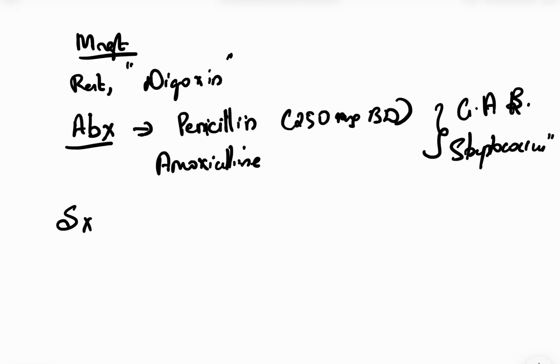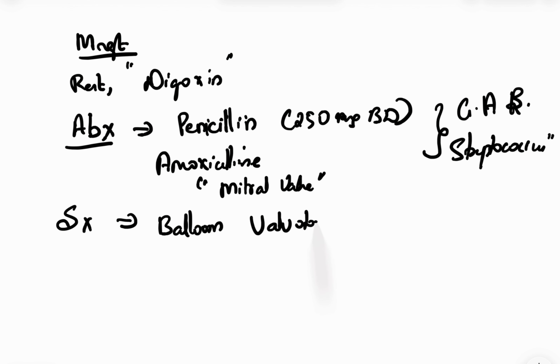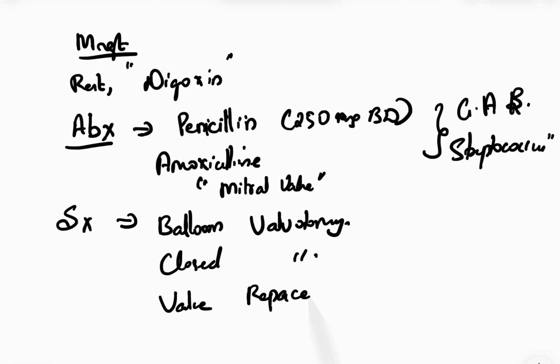Otherwise, we can go with the surgical management. I already said rheumatic heart disease always affects the valves of the heart, the mitral valve. So surgical management can be balloon valvotomy, closed valvotomy, or valve replacement. Okay, so these are the surgical management options provided for a patient with rheumatic heart disease. Remember a few points: rheumatic fever is the most common cause of mitral stenosis, because the mitral valve is affected in rheumatic heart disease.